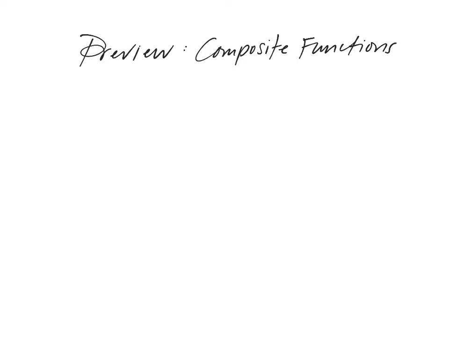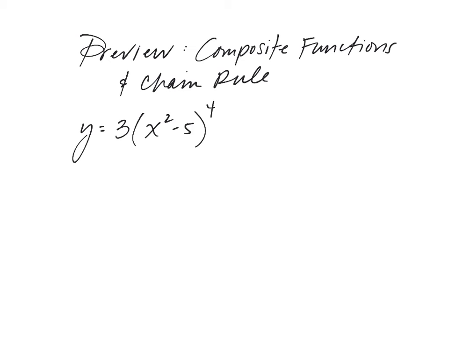Now, here is the preview. So what we want to preview is both the idea, something you've seen before, of composite functions, as well as the chain rule, which is our way of taking the derivative of composite functions. Now, a composite function is a function that has multiple levels. Okay, so it's not as simple as just your basic polynomial or linear function, whatever it is. So an example might be something like 3 times the quantity x squared minus 5 raised to the 4th power.